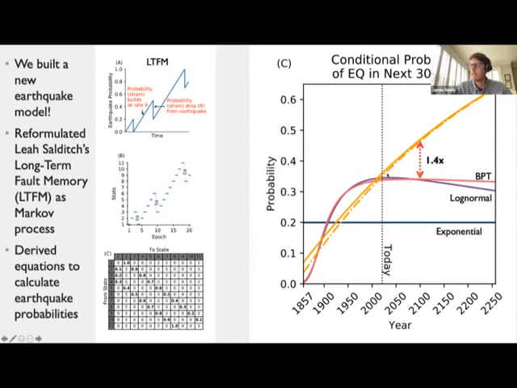We can see in this plot that today the earthquake probabilities are about the same, but moving on to the future, our LTFM model compared to the other ones indicates that the earthquake probability is much higher than what the other models would assume. By 2150, our model predicts the probability of an earthquake about 1.6 times that of the other models.